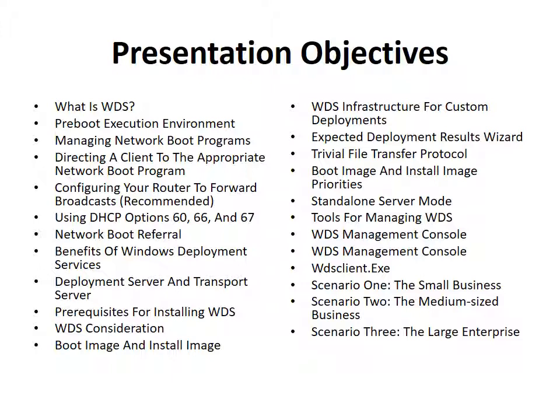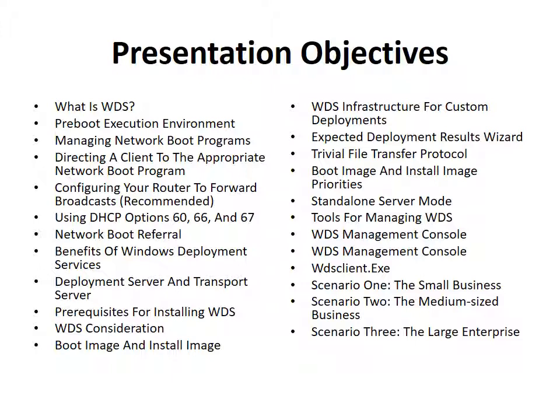But if you can't do that, then you also have the options to set up the DHCP options 60, 66, and 67 to let your IP-based clients connecting up to your network know where your WDS server is and where those network boot programs are. We talked about network boot referral and how you can use that to refer one WDS server to another. We talked about the benefits of Windows Deployment Services. There are definitely many. We talked about the deployment server and transport server services functions.